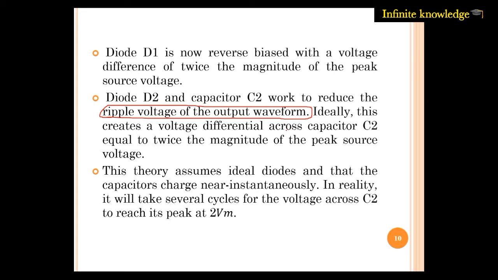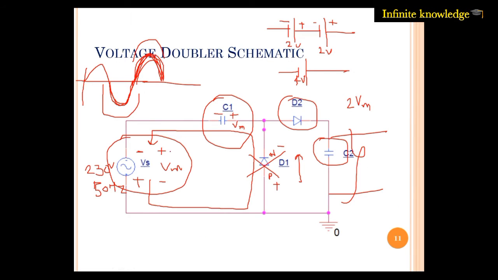Ideally this creates a voltage differential across the capacitor C2 equal to twice the magnitude of the peak source voltage. This theory assumes ideal diodes and that the capacitor charges nearly instantaneously. In reality it will take several cycles for C2 to reach 2 Vm. Here we are talking about the instantaneous condition, but actually there is some time constant for the capacitor to charge to the value of 2 Vm. In actual conditions the capacitor cannot charge instantaneously to 2 Vm; it will take some time to charge.